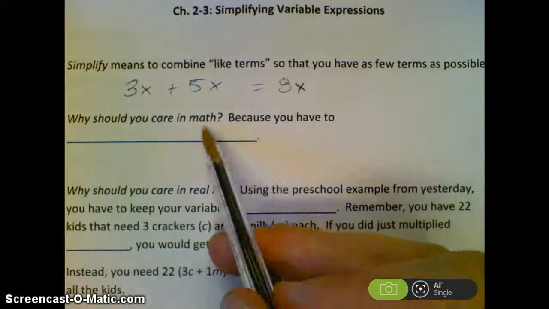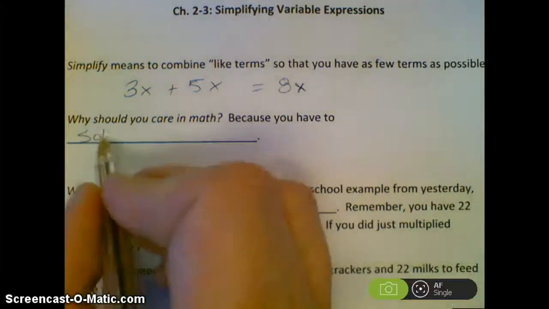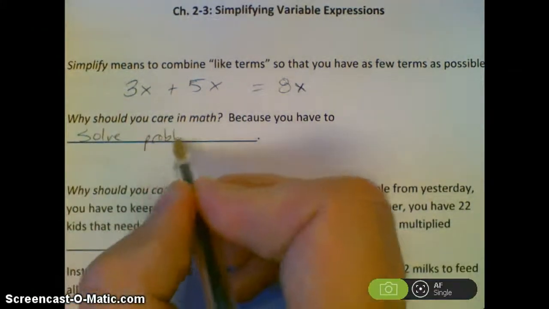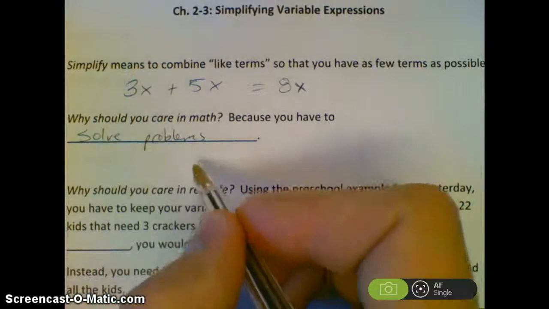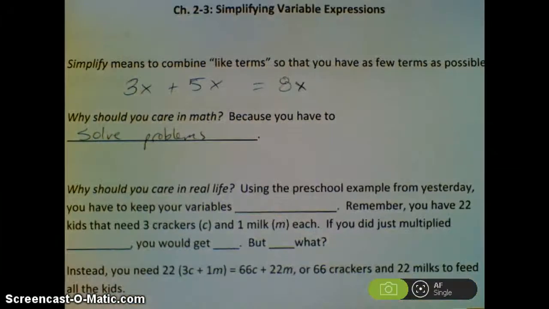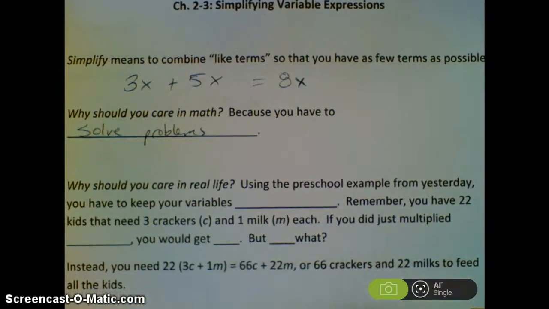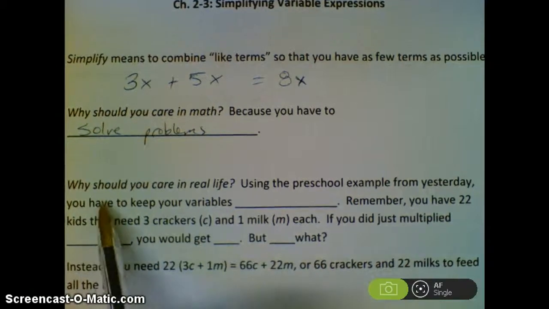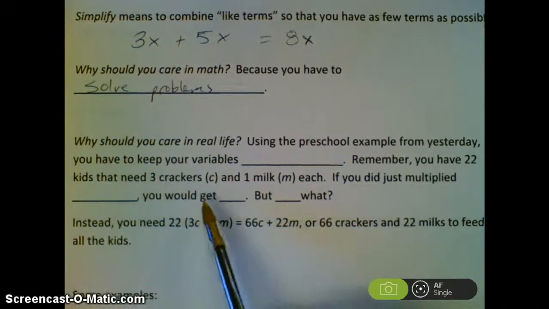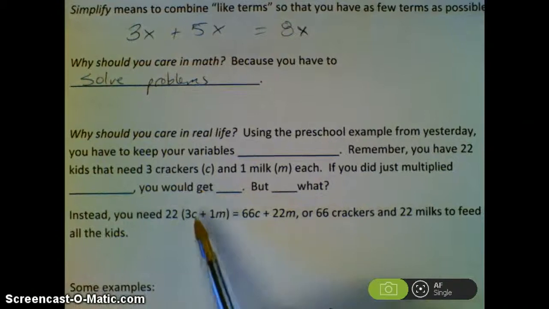So why should you care in math? Because you have to solve problems. You're going to get problems where your variables are not together, they're not simplified, and you'll have to solve them. So you've got to understand this. Why would you care in real life? You may not work with variables that much unless you're in a math-intensive job.